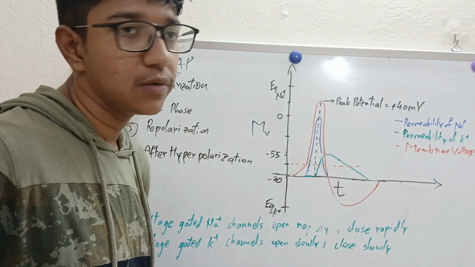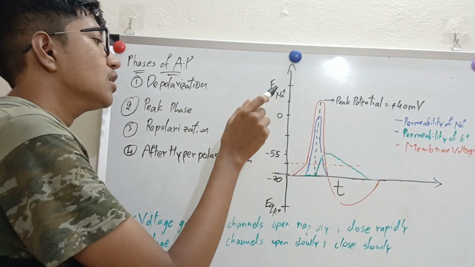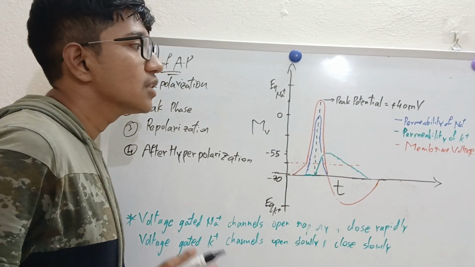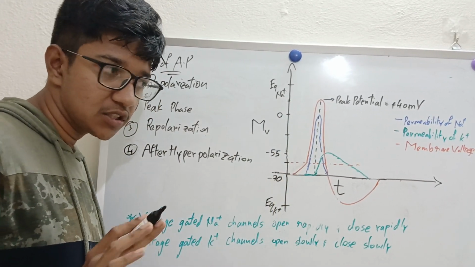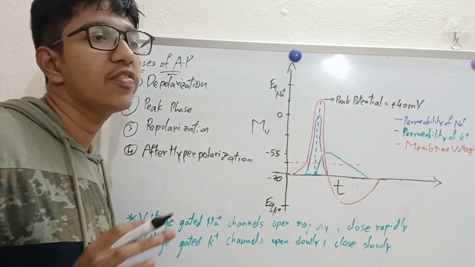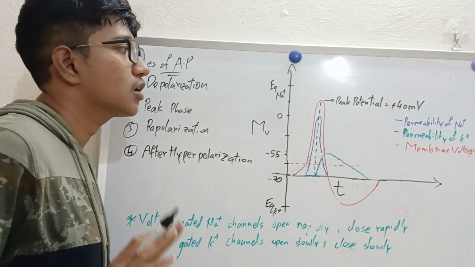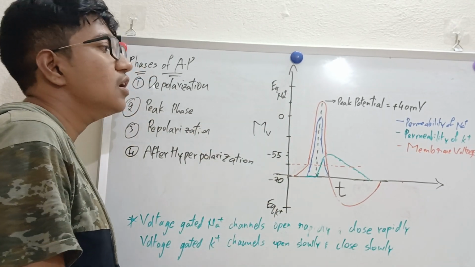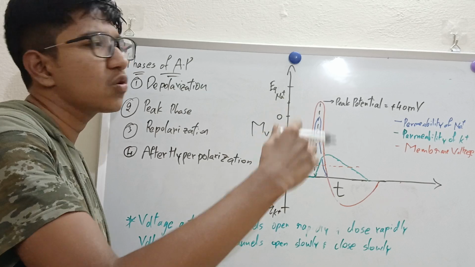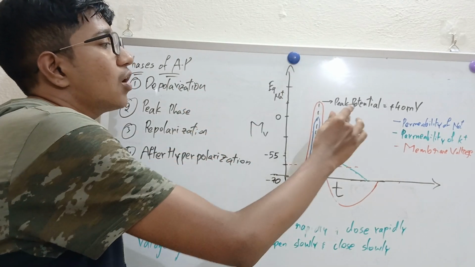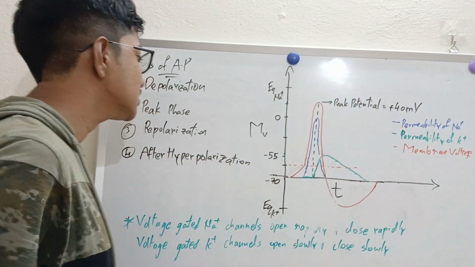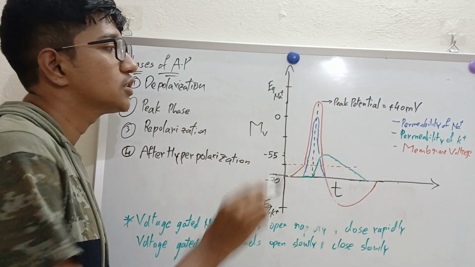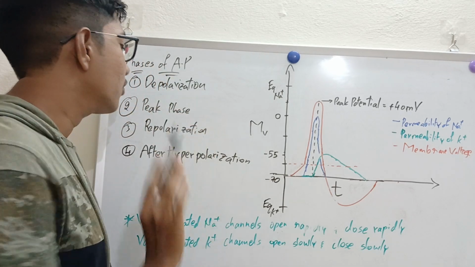Why up to peak potential? Because when the membrane potential reaches the peak potential of plus 40 millivolts, the voltage gated sodium ion channels start sensing the potential and they close. They start to close at that particular point. As they start to close, the membrane potential doesn't grow from there on. So we call plus 40 millivolts the peak potential, and this phase the peak phase, and the phase from the threshold potential to peak potential depolarization.